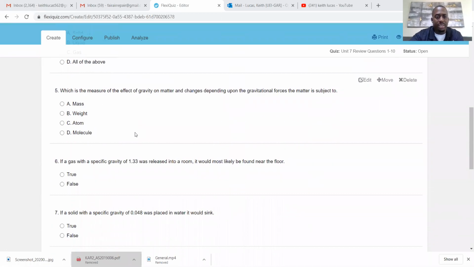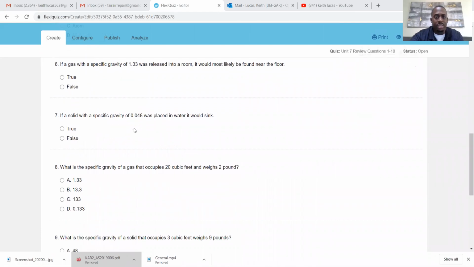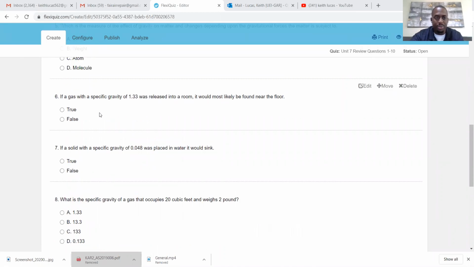I'll start with number 6, because that's when it got into the formulas. Number 6 on the Unit 7 review questions says, if a gas with a specific gravity of 1.33 was released into a room, it would most likely be found near the floor. True or false? Well, that's going to be true. Why is this true? Because if a gas with a specific gravity of 1.33 was released into a room, it's going to sink near the floor because it's heavier than air.